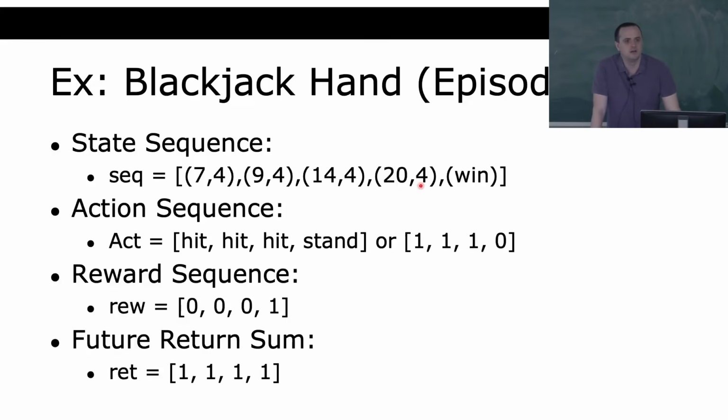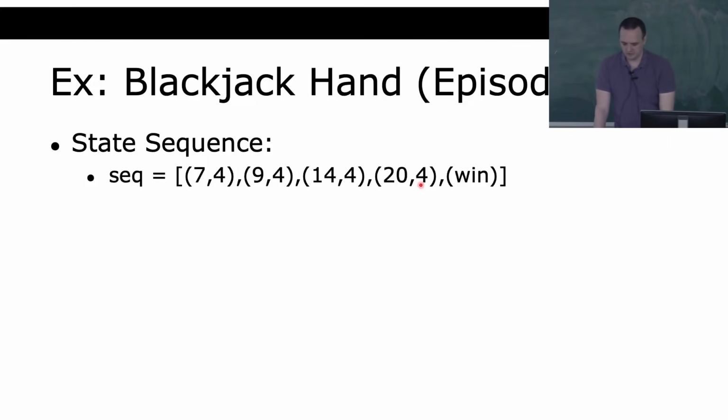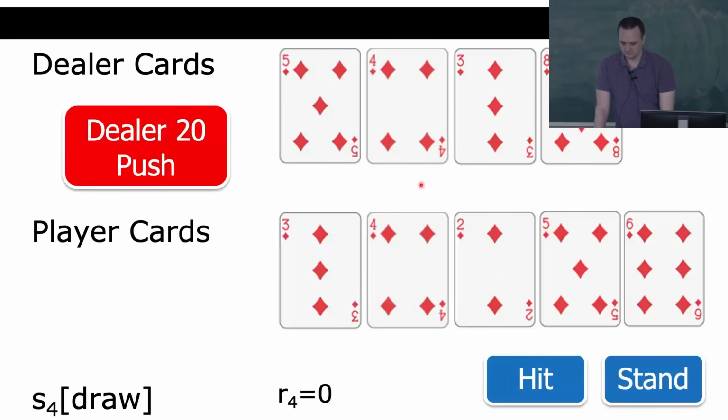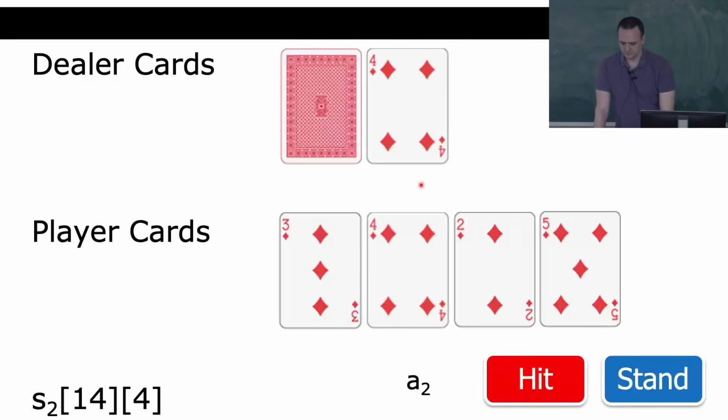The 4 here? That's the dealer's card. Yeah, so I'm representing the state by my sum and the dealer's card. So back here, this is the state down here, 14-4. It's because my sum is 14 and the dealer's card was a 4. Was that your question? Okay, perfect.